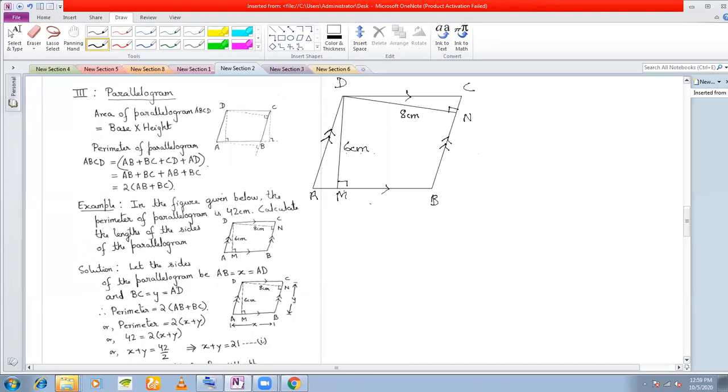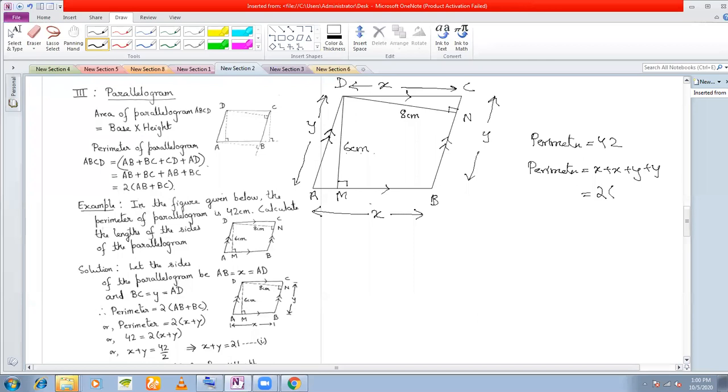So let us take this side to be X, and let us take this side to be Y. So you know that perimeter is given to be 42. But what is the perimeter according to X and Y that we have taken? Perimeter is sum of the sides. This is X, this is also X. This is Y, because opposite sides of a parallelogram are equal. So X plus X plus Y plus Y. So this is twice X plus Y.